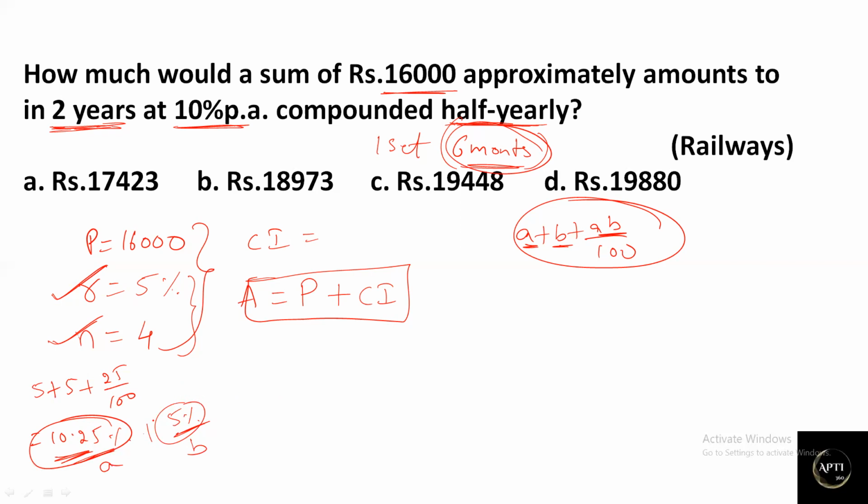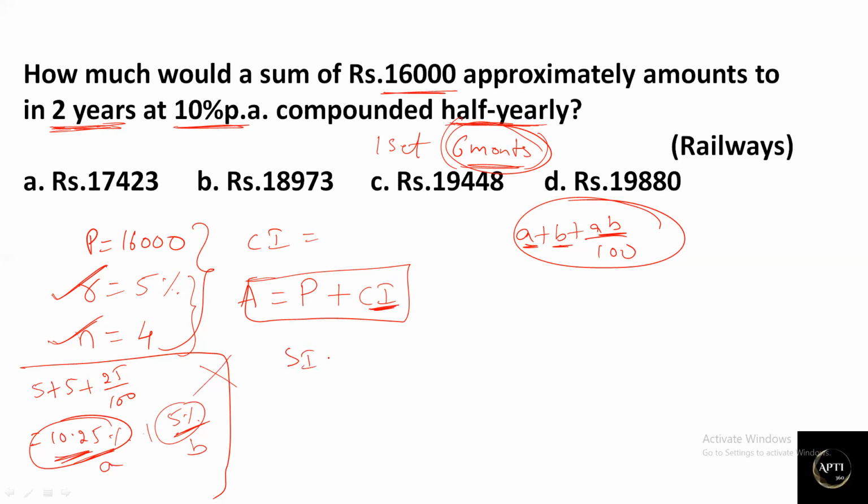Some students might have a doubt: what if they give 3 years, or n value is 4 or 5? How can we calculate? This is one of the approaches, but I will not prefer solving this for many years. Don't waste time. This is just an approach you need to understand. Maximum questions can be solved just by assuming. Compound interest is slightly greater than simple interest.